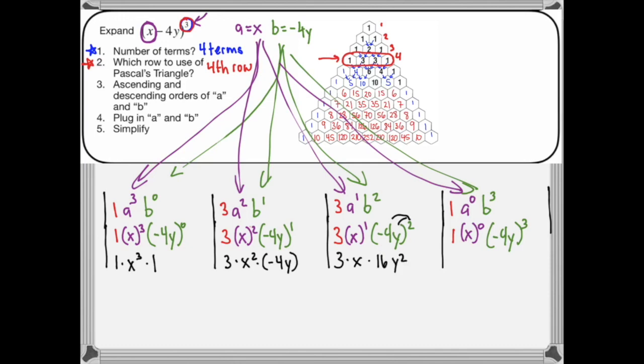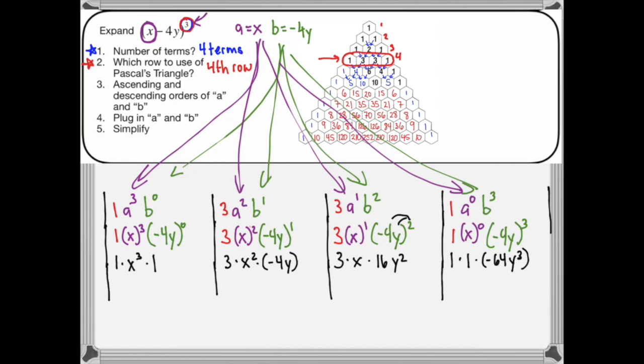Okay, and then finally I got 1 times negative 4 to the third power, which is going to give us a negative 64, and times y to the third. So now we're going to have to put all the pieces together here and knock these out.